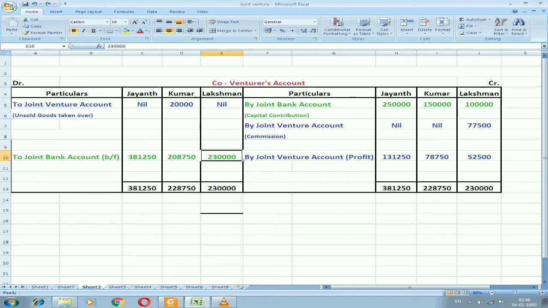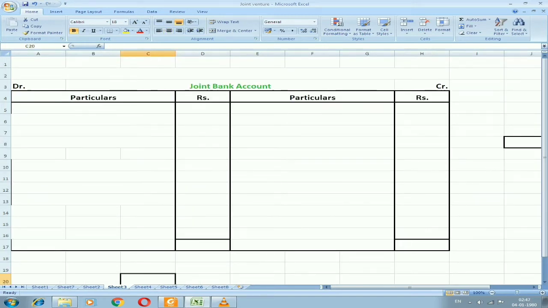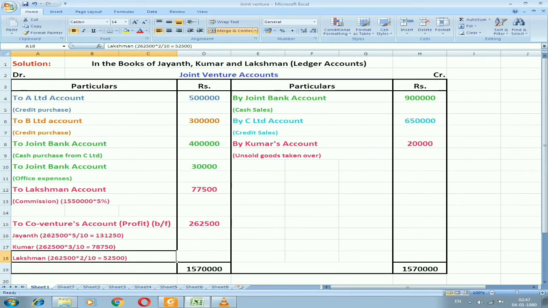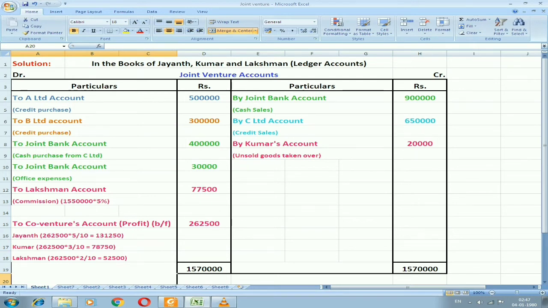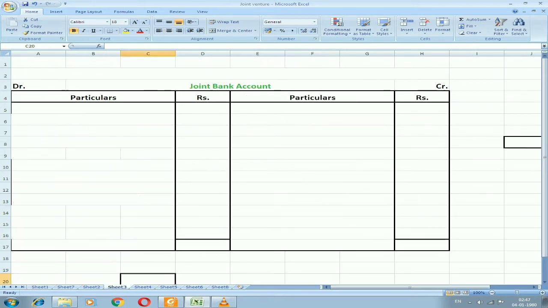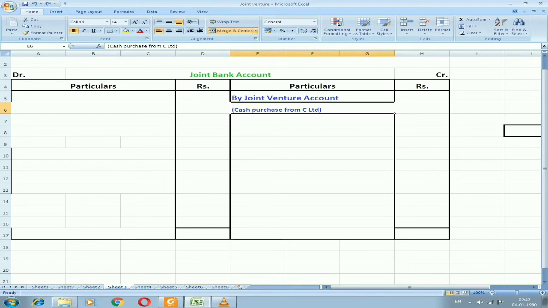And the last account we are supposed to prepare is the joint bank account. For this account, just transfer the entries related to joint bank name. So in the joint venture, on the debit side, we have two joint bank accounts. Let us take the first one. To joint bank account, cash purchase from C Limited, that is 40,000. Let us record that entry on the credit side of joint bank account in the name of joint venture account. So amount of rupees 4 lakh.